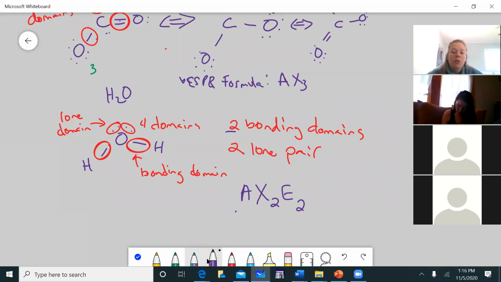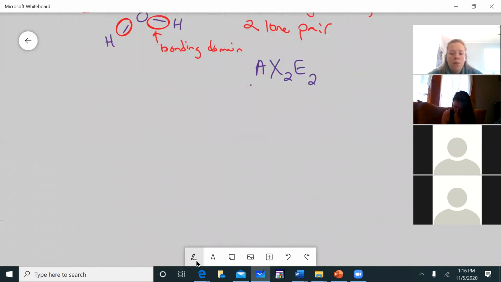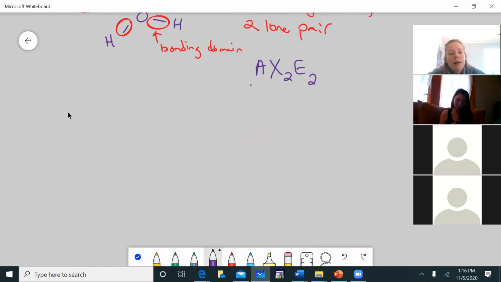So I want you to do the Lewis dot structure for NH3, and I want you to tell me what its formula is as well. I mean, if you're really good at these, you can do them in your head, but I would just write the Lewis dot structure out and then give me the correct formula for it.